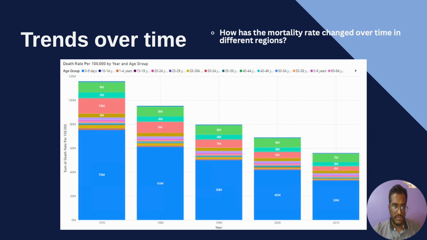In this, we can see the groups of 0 to 6 days and 60 to 64 years have a higher death rate compared to the middle-aged group. Overall, the height of the stacked column chart appears to decrease over time, suggesting a decrease in overall death rates among all the groups in different time periods.